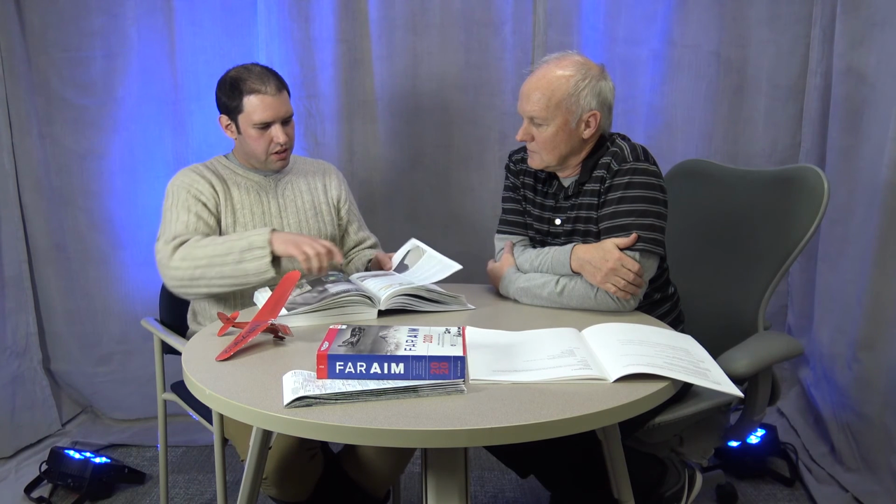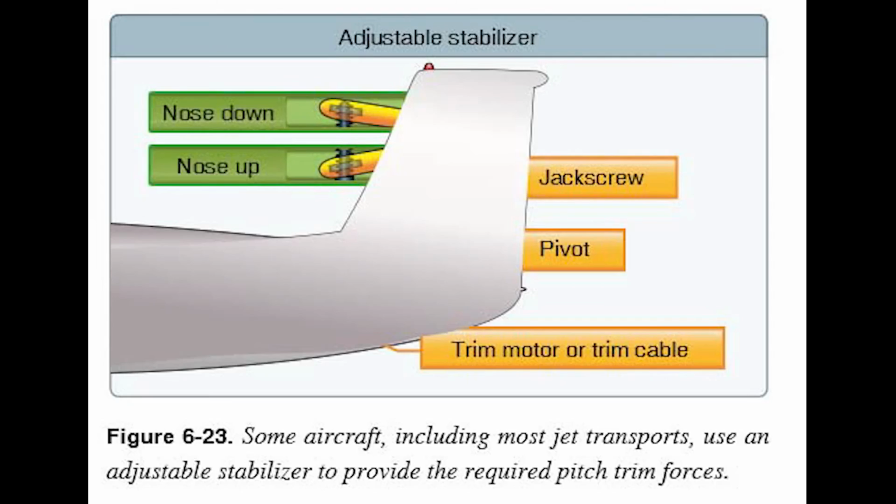If you ever look at a Piper Cub, you'll notice there's kind of a slot at the leading edge. If you look inside there, there's sort of a screw that pushes the front of the horizontal stabilizer up or down, and that's how they do the trim. I've seen that, I just didn't know what it was. Yep, that's what it is. And you can see that in figure 6-23 here, it shows how that works.